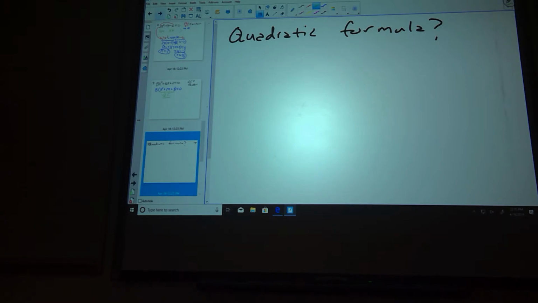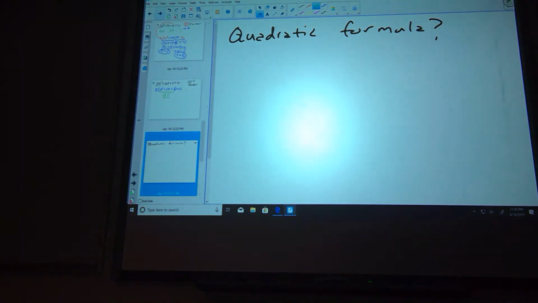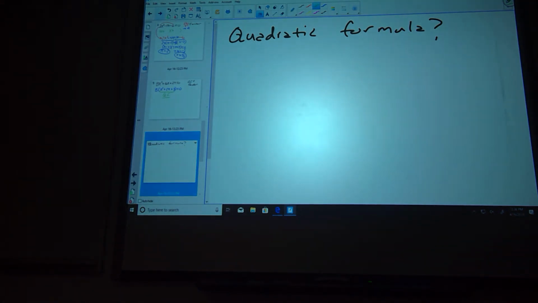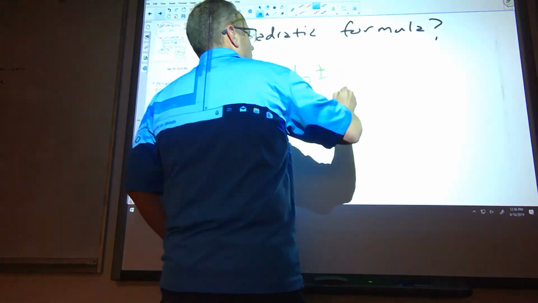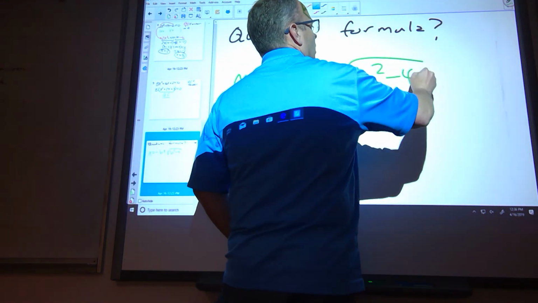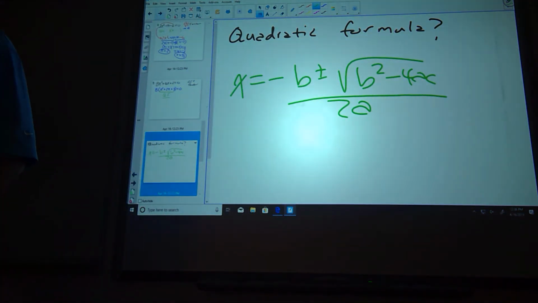Oh, wait. Let me see. That's b squared under the radical. So again, solve the best way to do it. X is equal to negative b plus or minus the square root of b squared minus 4ac all over 2a. Again, that's 2 points right there on your quiz. Very first question: what's the quadratic formula?